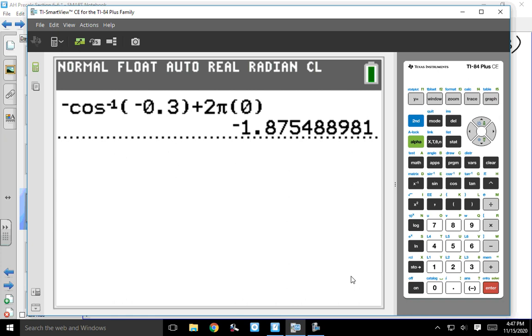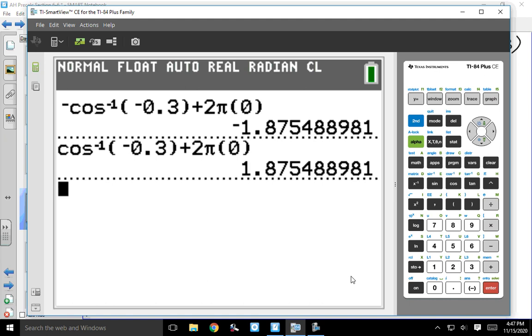I don't want that one, so we're throwing him out. The next one that I hit as I move from left to right was the positive cosine inverse, so I'll just get rid of the negative that I have there. So there we go. There's our first positive answer. Again, notice the symmetry we have there, right? One was positive, one's negative.